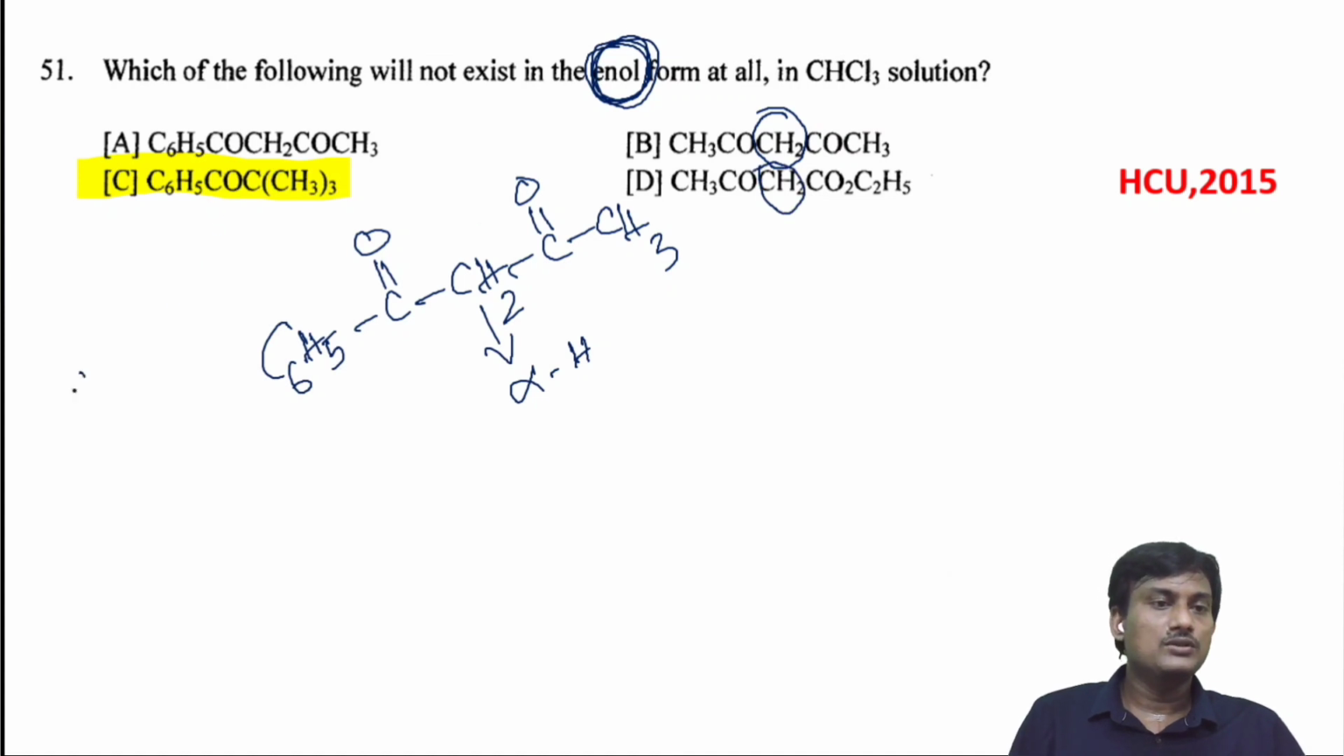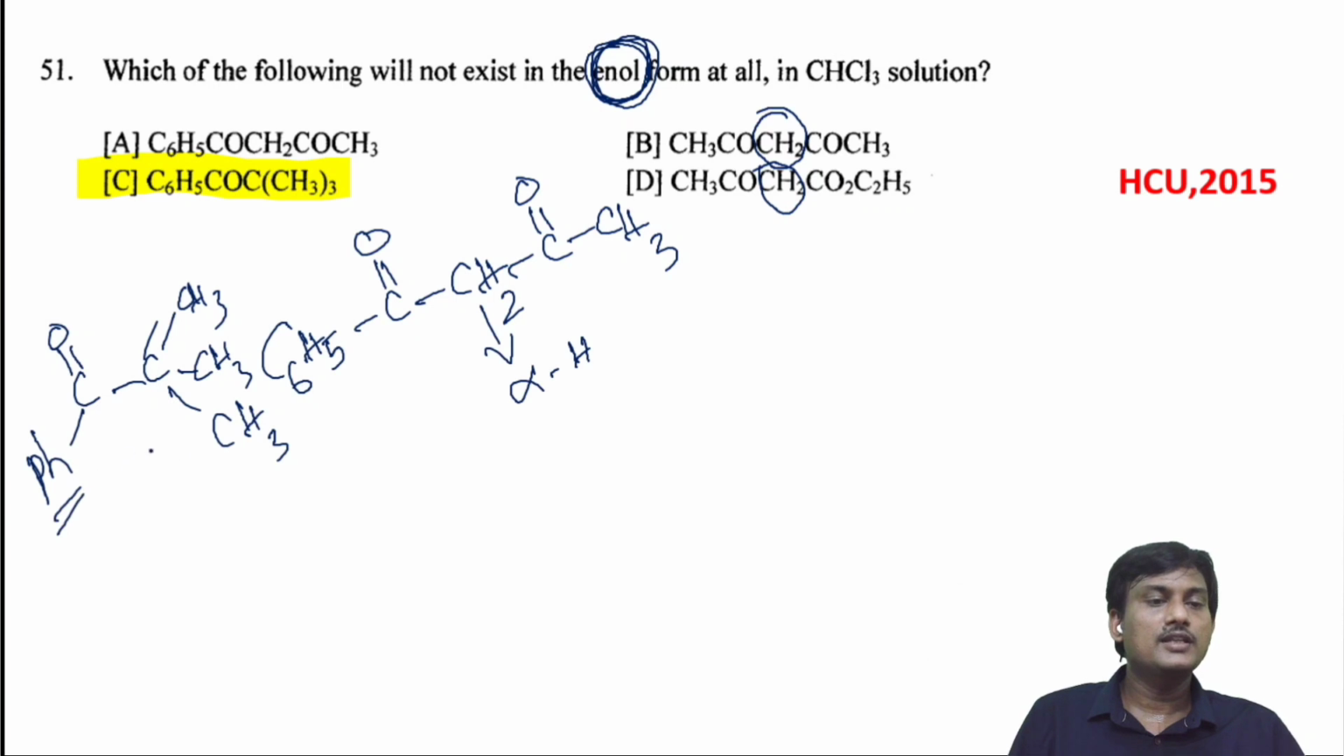But if you take this molecule, C double bond O, and this one is CH3 three times. At the alpha position there is no hydrogen. This is the alpha carbon, no hydrogen. Here also a phenyl ring. In the phenyl ring also there is no alpha hydrogen. So this one cannot exhibit the enolic form.